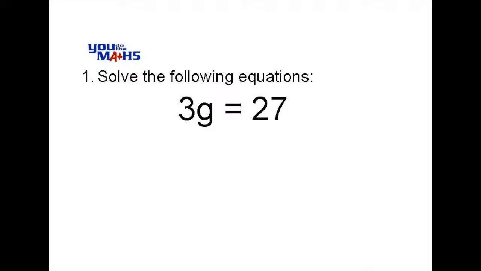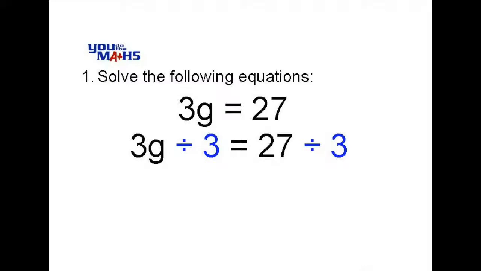In this problem we've got 3g equals 27. Now 3g together in algebra means to multiply, so we need to remove the 3 so we can find g, and the opposite of multiplication to remove the 3 is division. So what we need to do here is divide by 3 on the left hand side and on the right hand side so the equation stays balanced.